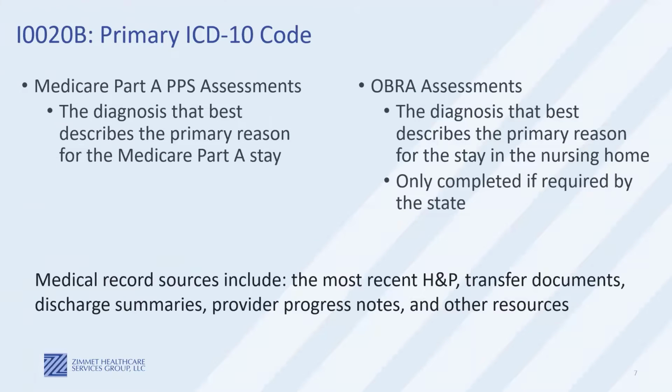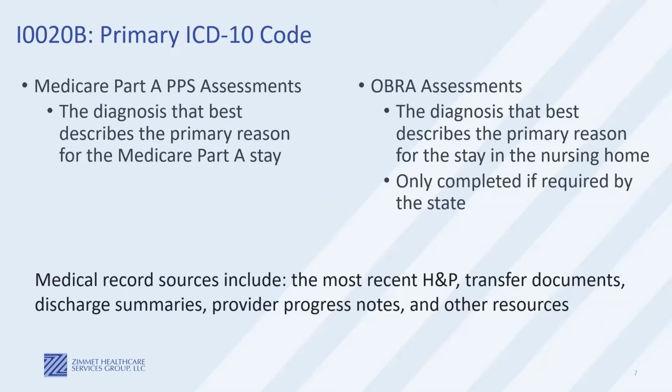And this further breaks it down a little bit. Again, I0020B on our Medicare Part A assessments, the diagnosis that best describes the primary reason for the resident's Part A stay, which may or may not be one of the infections we're going to talk about. Then we have our OBRA assessments. Here it would be the diagnosis that describes the primary reason why the resident is in the facility, not necessarily for payment, but why are they here?